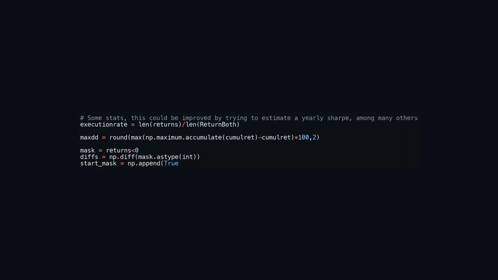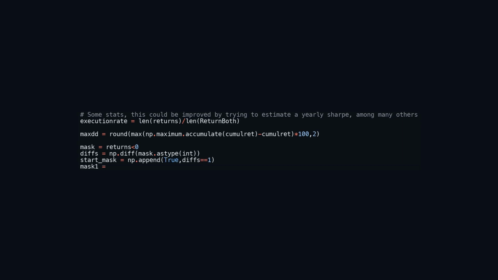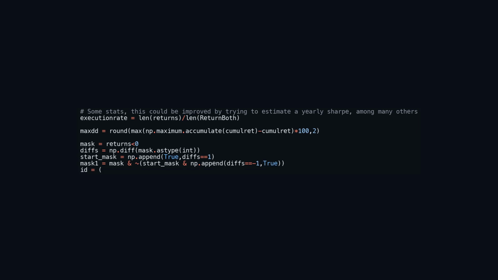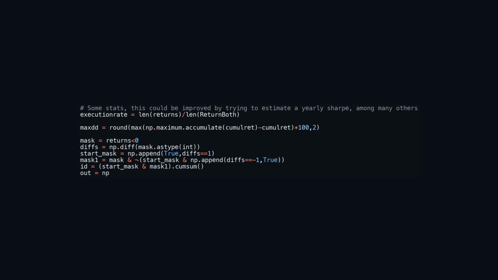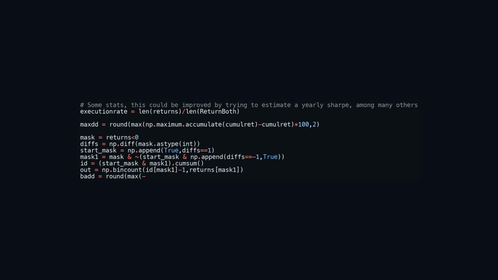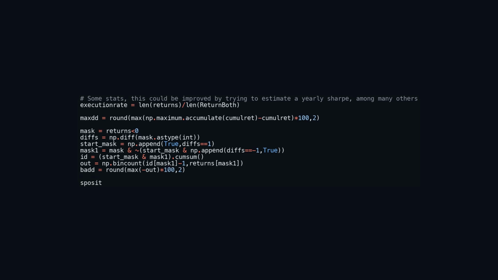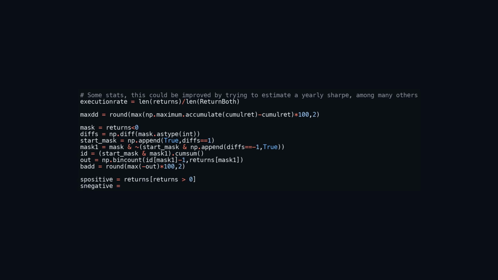The code identifies periods of negative returns by creating a mask to track these instances and filtering out brief negative periods that follow positives. It counts the contributions of negative returns, resulting in bad, which is the maximum percentage of negative drawdown. To assess the investment strategy's success, the win rate is calculated as the percentage of positive returns relative to the total number of returns by counting both positive and negative returns.